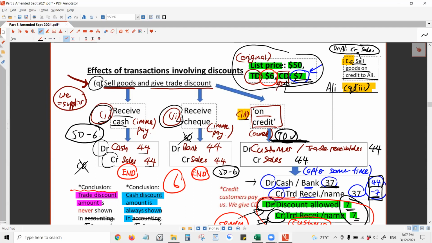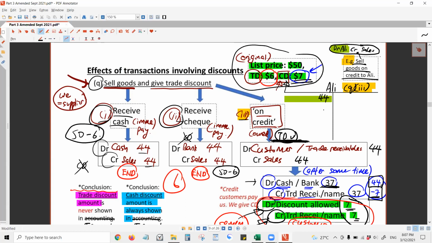From that point onward, after we have sold goods on credit to Ali, Ali starts to owe us $44. So debit Ali, credit sales. Since I'm just doing the Ali account, I'm going to debit Ali, which is here, going to the Ali account, debit side, and write the figure there.